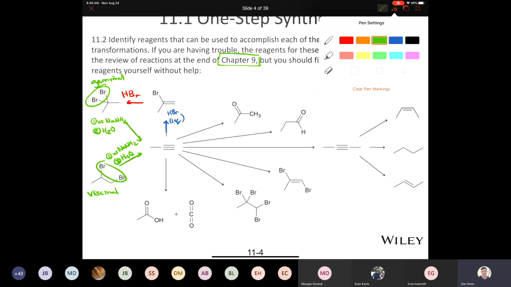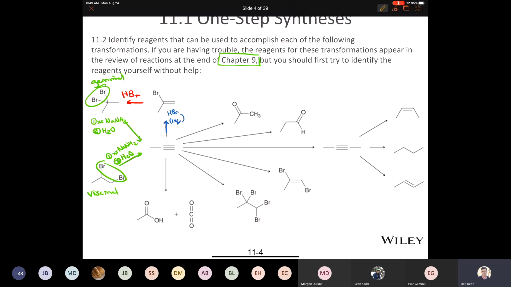Okay, let's take a look at another one. We're kind of bouncing all around here, aren't we? Why don't we do this one down here? Could anybody tell me how to do this transformation here? Can anybody tell me how to do this transformation? Take propyne and make a carboxylic acid and carbon dioxide.